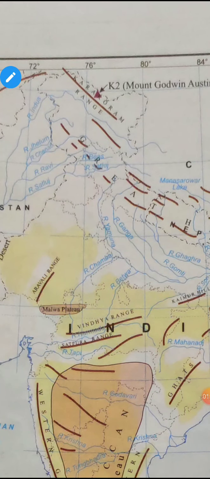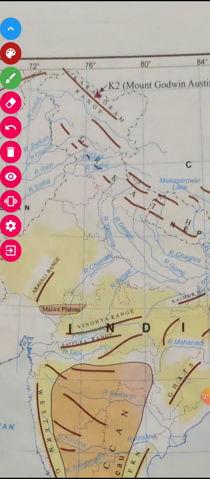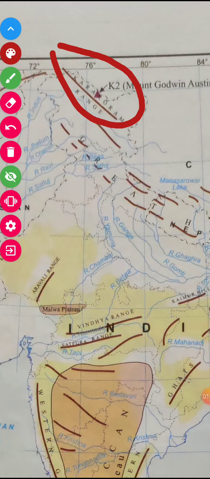You can see here at the top of India, this is the Karakoram range, which lies between the boundary of India and the river Indus. Make sure you do not touch any mountain range. When you are drawing any mountain range, it should not touch the river, it should not intersect the river.